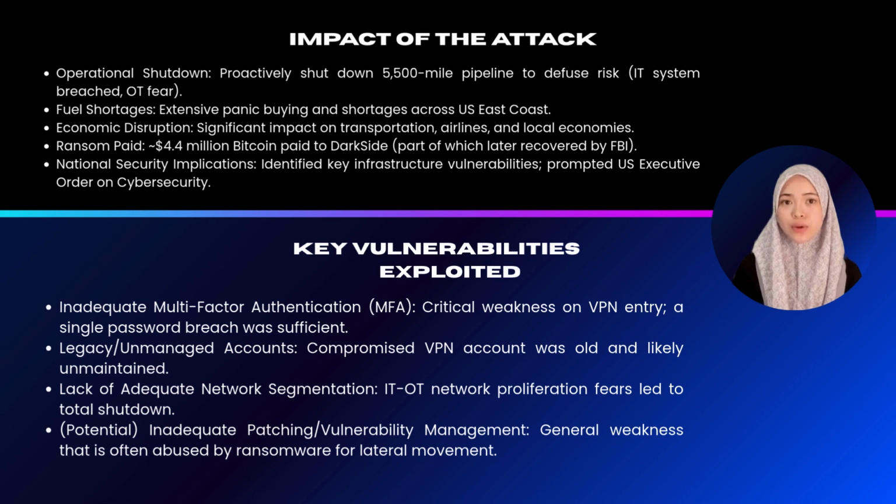Furthermore, the need to shut down the entire pipeline hinted at insufficient network segmentation. If IT and operational networks were more robustly isolated, the concern of ransomware spreading might have been mitigated, potentially avoiding a full shutdown. And while not the direct entry, a general weakness in patching and vulnerability management can always create more opportunities for attackers to move through a network once they are in. These vulnerabilities collectively allowed a relatively straightforward cyber attack to have a devastating real-world impact on critical infrastructure and the daily lives of millions.